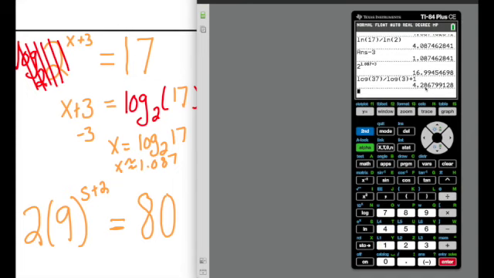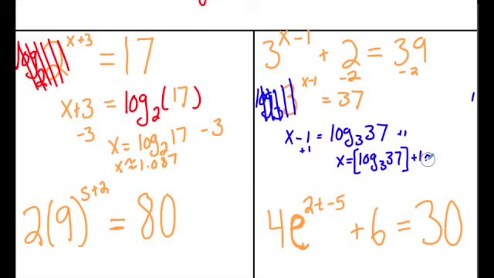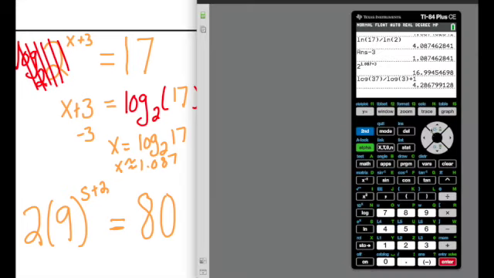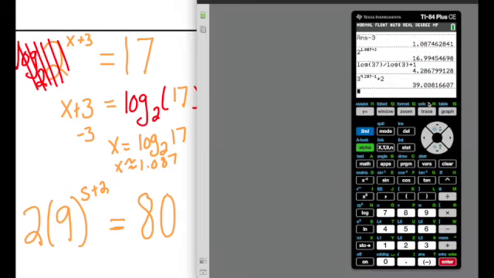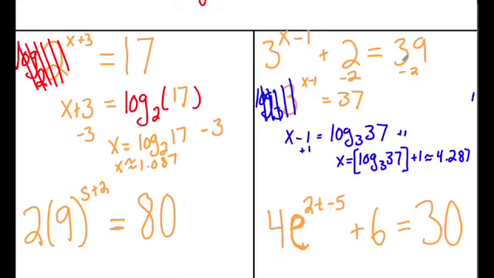And we get 4.287. And let's plug it in. So we got 3 to the 4.287 minus 1 plus 2, right? Because we got to add the 2 at the end. We get 39.008, which is very, very close to 39. So it's a good sign. Our work is going to check out.